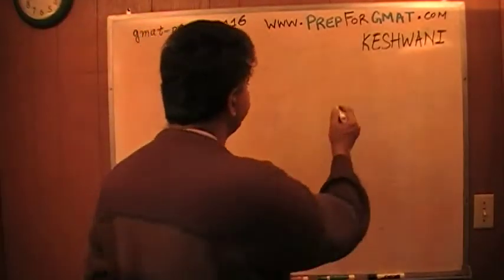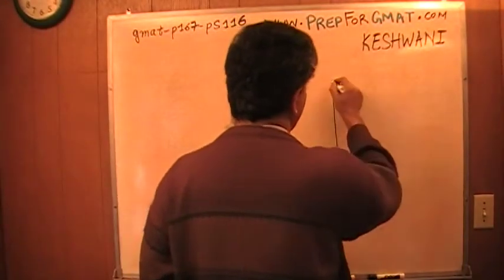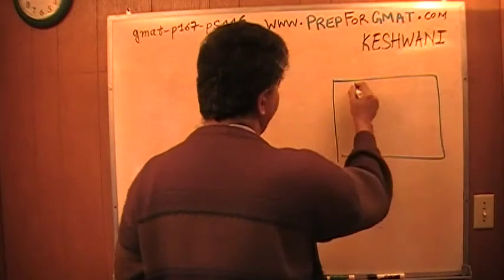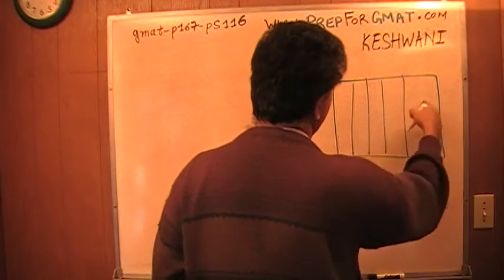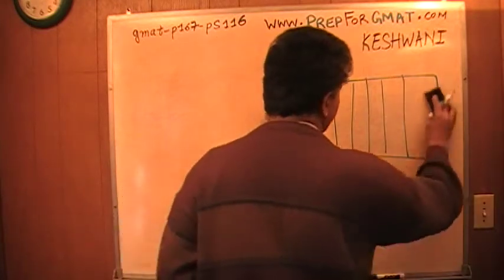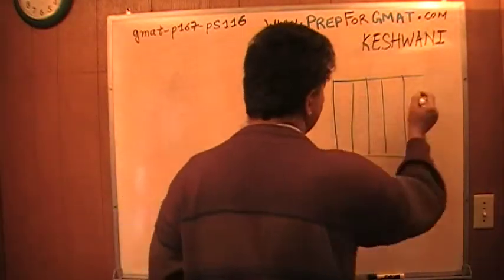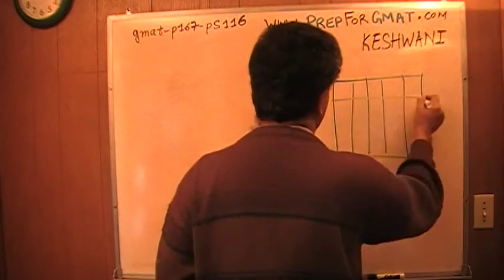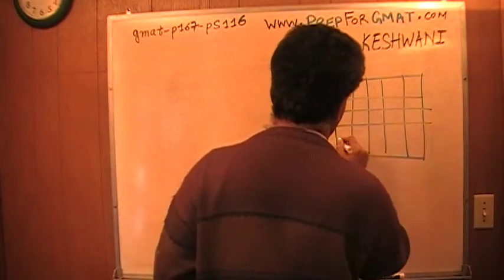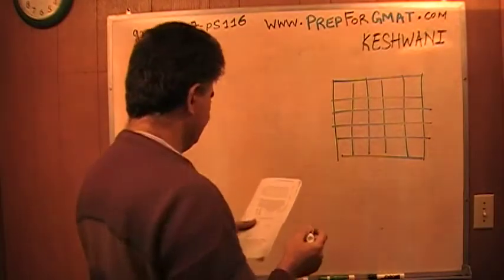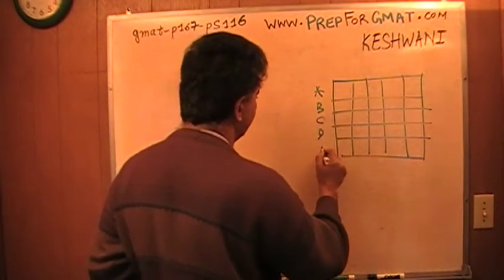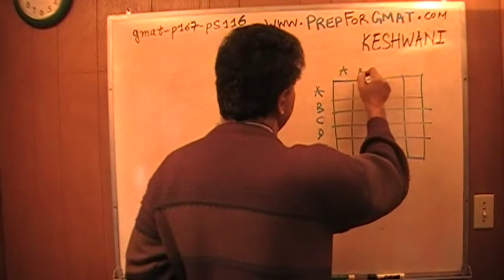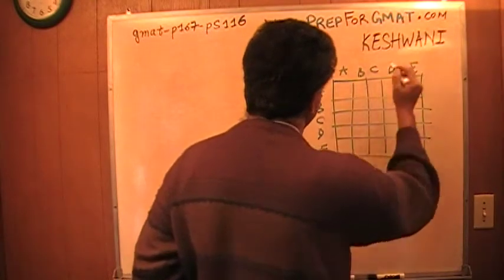Well, let's see. The table right now I have is 5 by 5. 1, 2, 3, 4, and 5. And here are my cities. A, B, C, D, and E. A, B, C, D, and E.